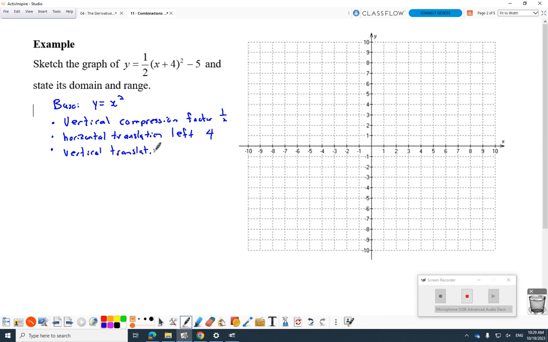And I wrote them in the order that I'm going to do them. I wrote the ones that are multiply first, and I wrote the ones that are add or subtract second. You don't have to write them in that order, but you have to do them in that order.